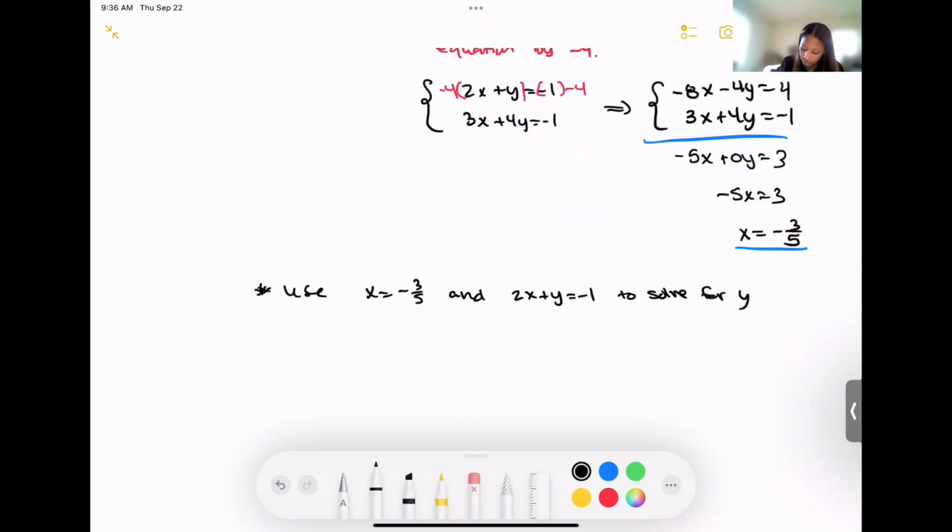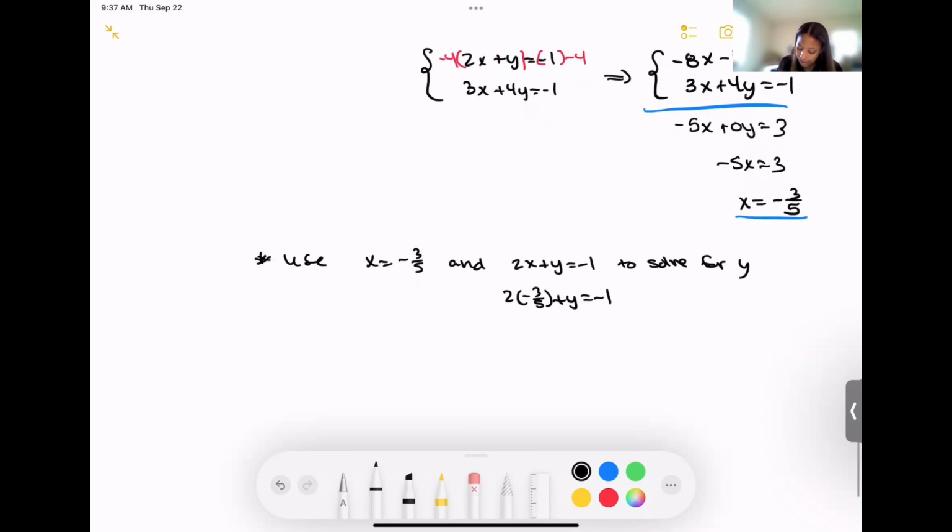All right. So if we replace the x with a negative 3/5, we get 2 times -3/5 plus y equals -1. That's -6/5 plus y equals -1. And then if we add 6/5 to both sides, we get -1 plus 6/5 equals y.